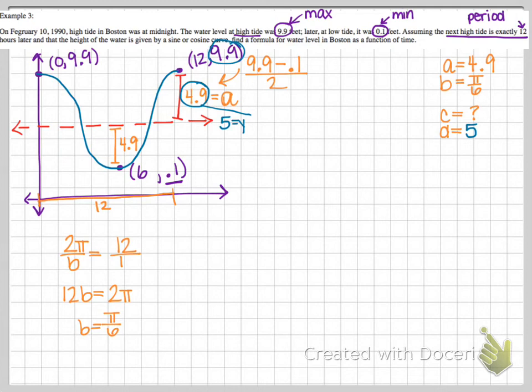All right, so we've got our A, B, and D values, and we also have a point, because at time 0, the height of our water, or the height of the tide, was 9.9. So I'm going to go ahead and use that point to help me out. And you know what? Let's go crazy. Let's say that this time we're going to use sine instead of cosine. Let's just pretend for fun.